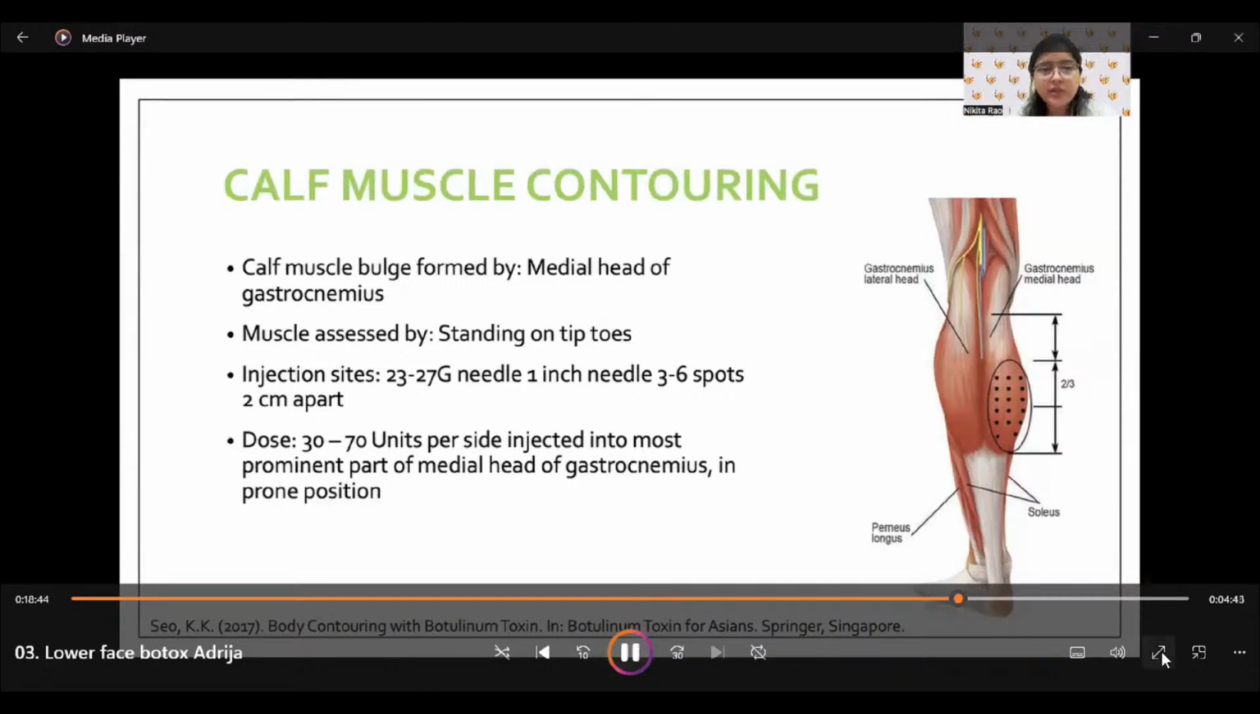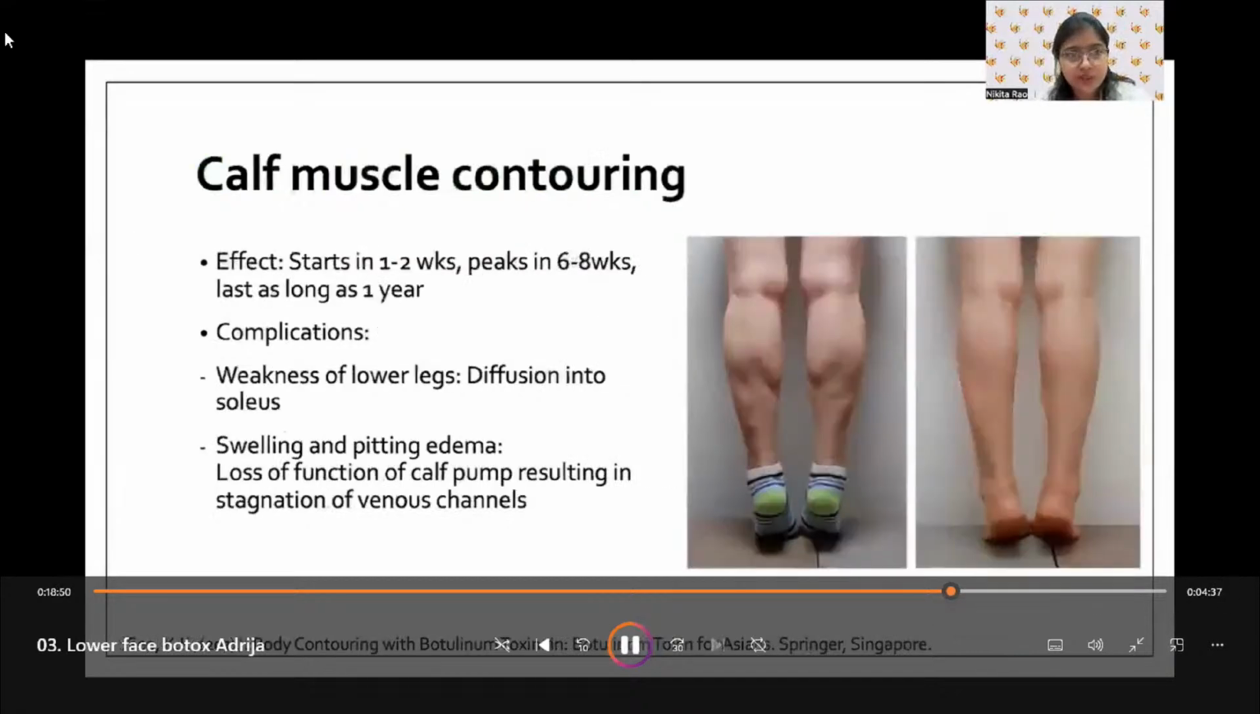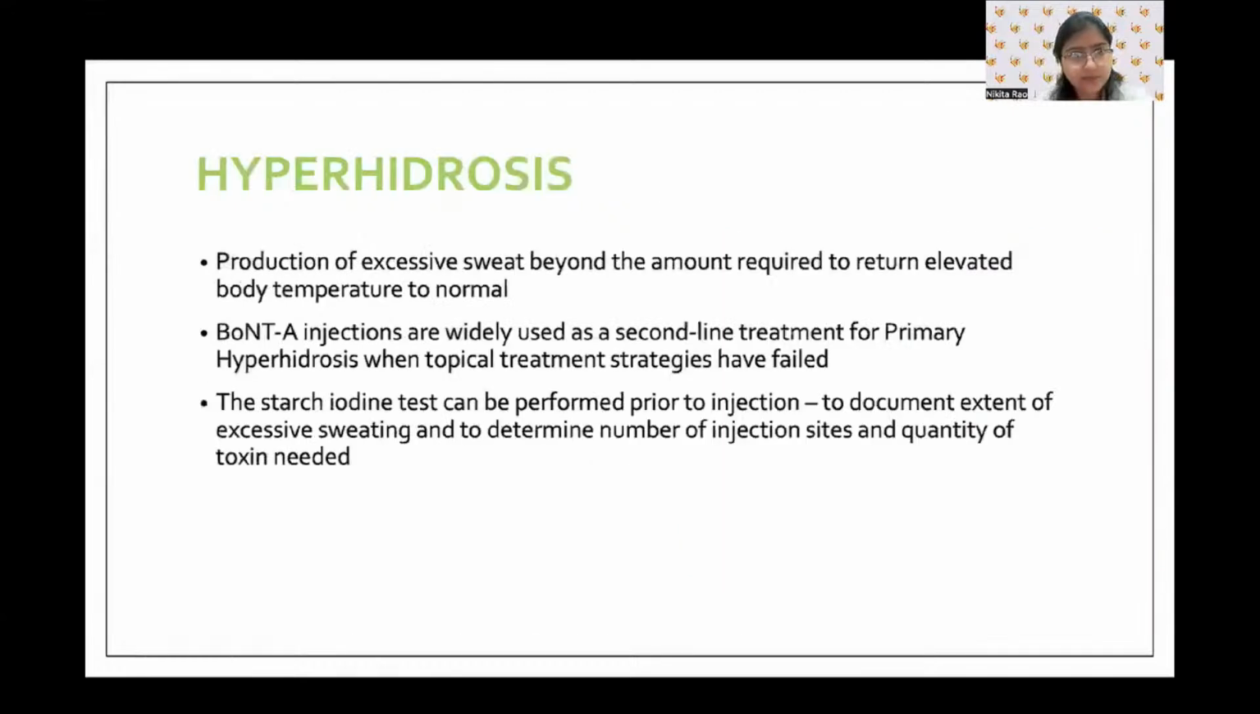A dose of 30 to 70 units is injected per site into the most prominent part of the medial head of the gastrocnemius with the patient in a prone position. The effect starts in 1 to 2 weeks, peaks in 6 to 8 weeks, and lasts as long as 1 year. The complications can be in the form of weakness of the lower legs or swelling and pitting edema. In this picture, severe gastrocnemius hypertrophy was seen, and this is after treatment with botulinum toxin, 200 units in each muscle.